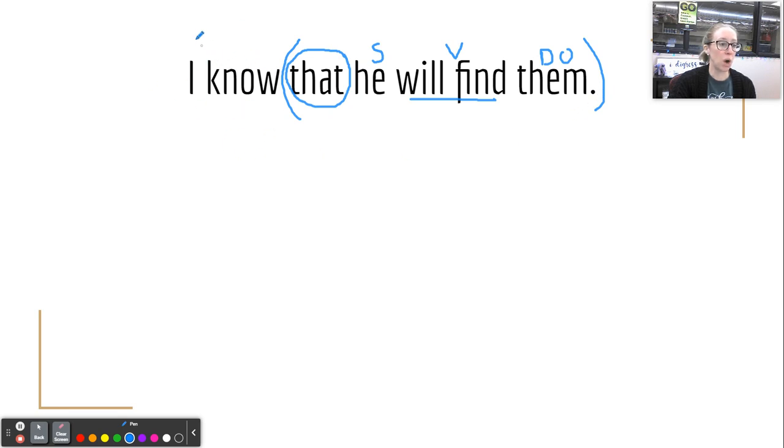So let's diagram this part. I is our subject. Know is our action verb. So if we have an action verb, we ask ourselves the question, what? I know what? I know this entire thing, that he will find them. So the clause itself is functioning as our direct object. And now we are ready to diagram this bad boy.